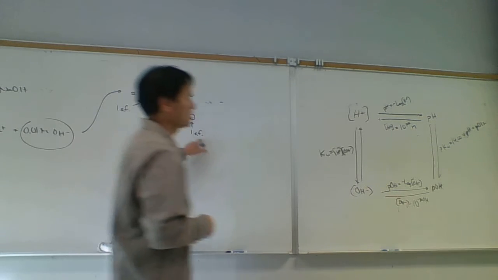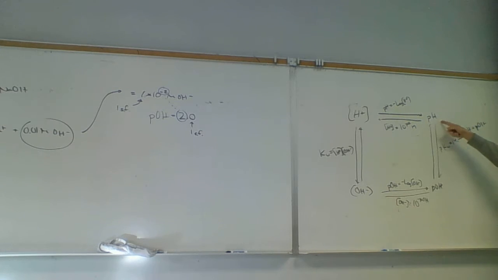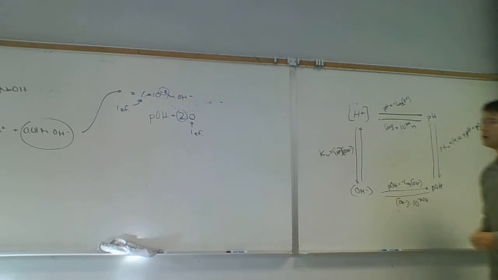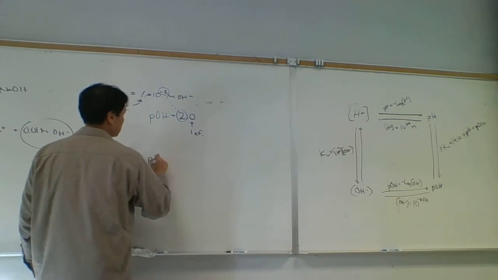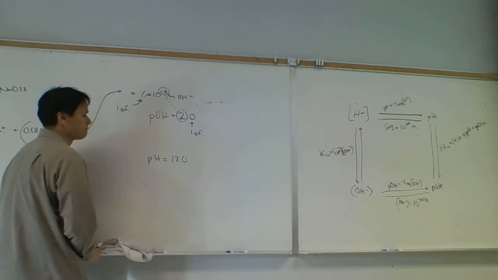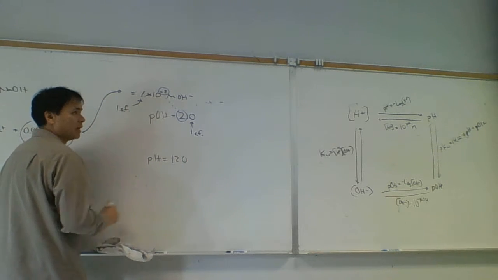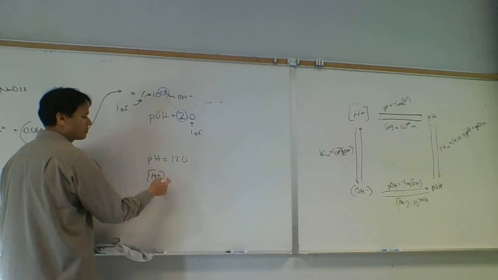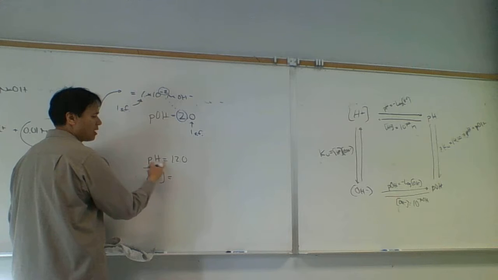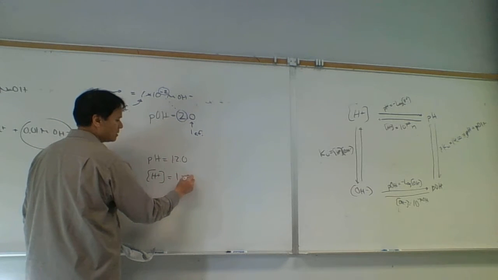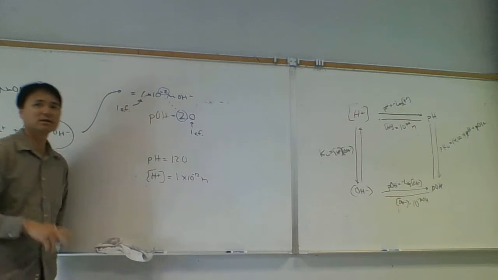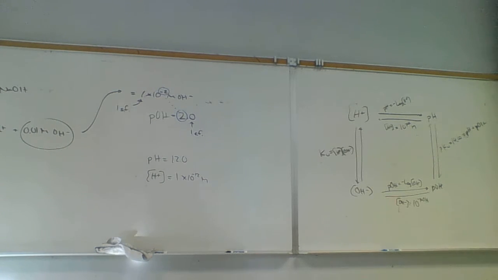So if the pOH is 2, what is my pH? Well, the pH plus pOH has to add up to 14. So it's going to be 12. pH must be 12.0. And that means my H plus must be, well, that's the power, right? This is the power. And so it's going to be 1 × 10⁻¹² molar. You've got to do the opposite sign. Or we just punch it in the calculator.